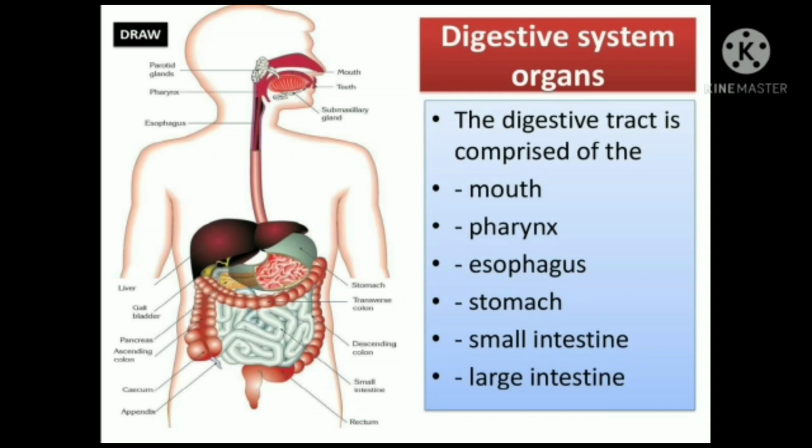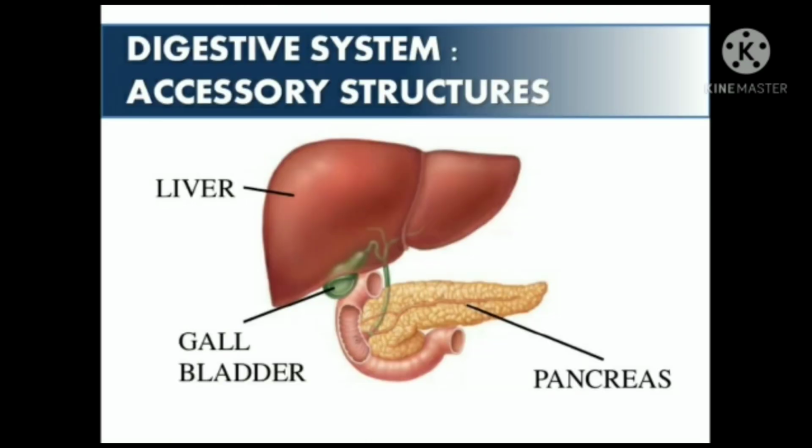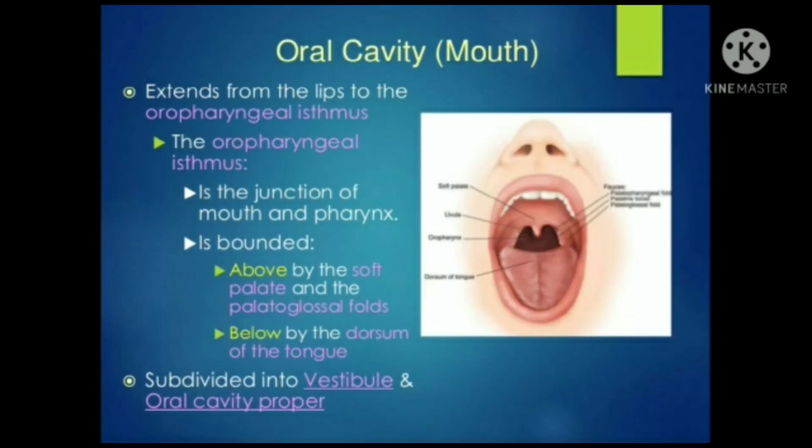Now we will discuss all these parts one by one. Before this, we will discuss the digestive system's accessory structures, that is liver, gallbladder, pancreas, gastric juices and intestinal juices. These we will also discuss later. Now we will discuss the parts of the alimentary canal. First is our oral cavity, that is the mouth.